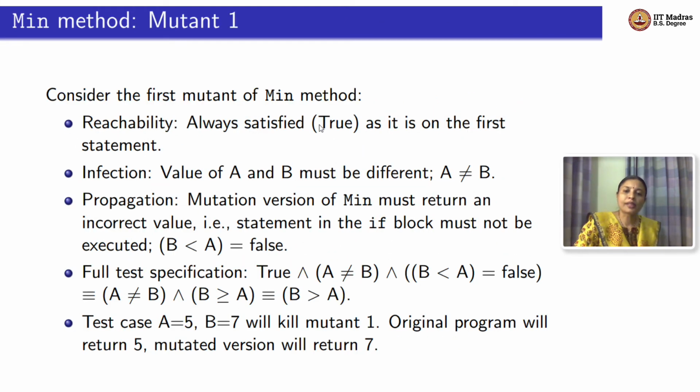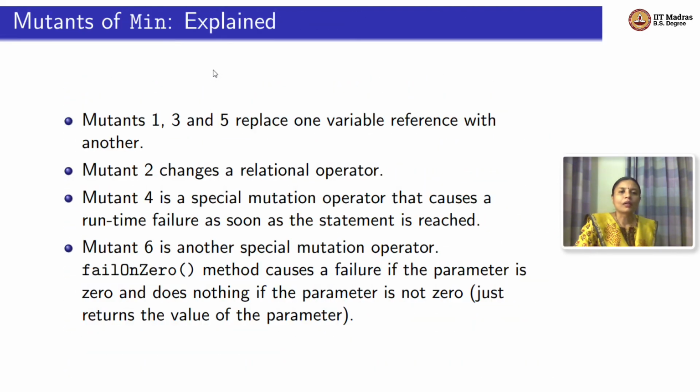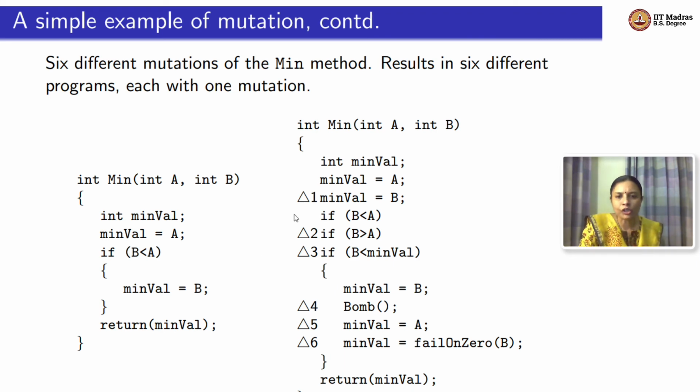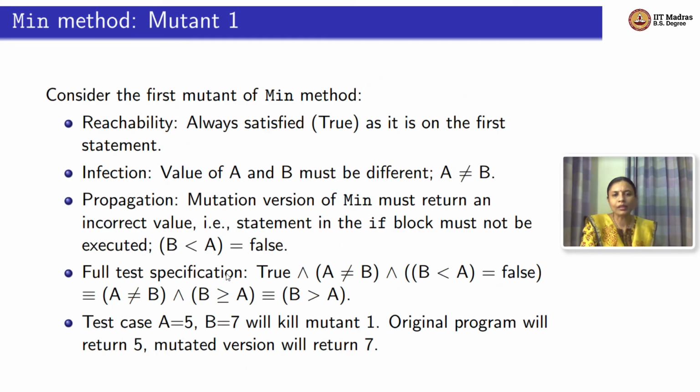So this just works out what happens in the min method. Let me go back to the min method example that we had. This is the one, and the first mutant just replaced A with B. So this works out the reachability conditions for that method. Reachability is always true because that's a small code and I reach that statement. The statement of the mutant gets infected if A and B have different values. It gets propagated if the mutated version of min returns an incorrect value.